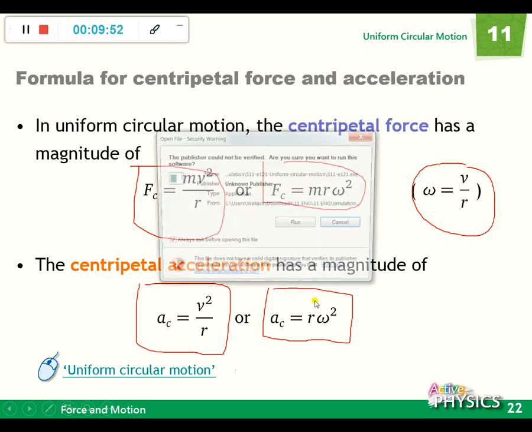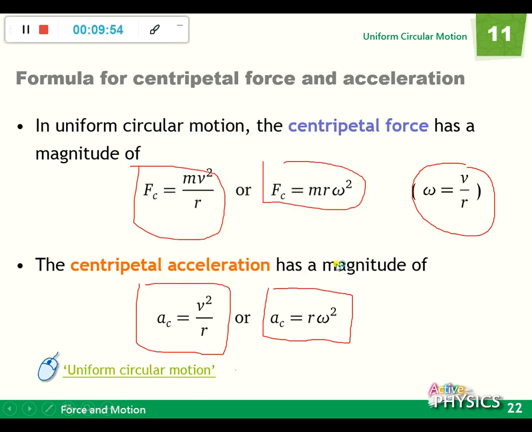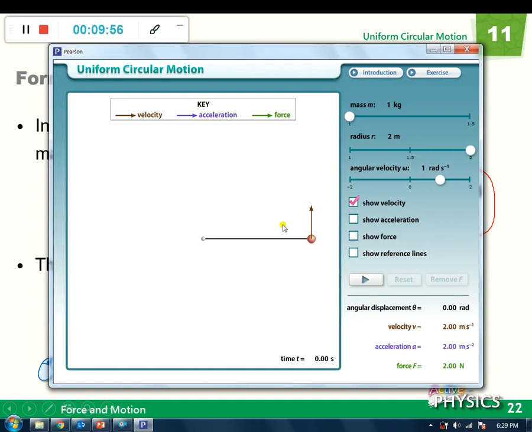Okay, try to look at this simulation. Here, it shows velocity, acceleration, and force. What can you see? You can see that the velocity is changing. How about the speed? Without any change. How about the acceleration? The acceleration should always be towards the center.